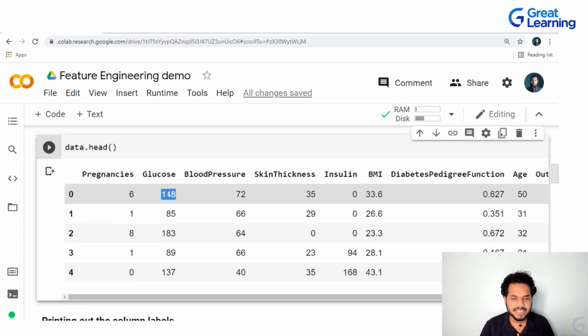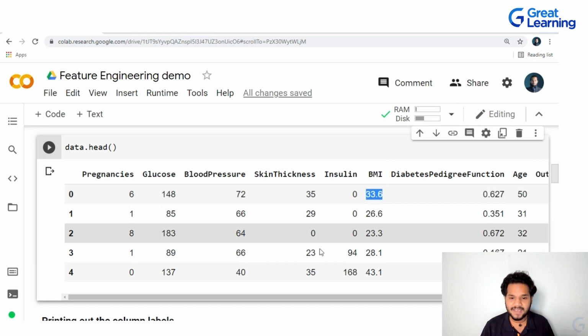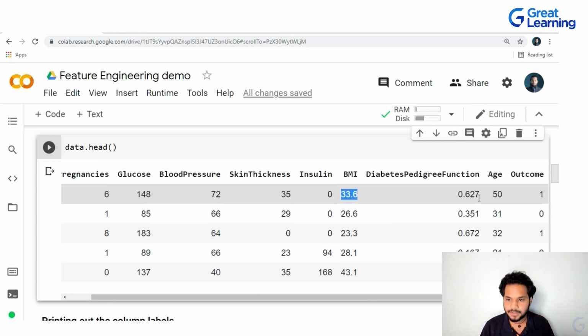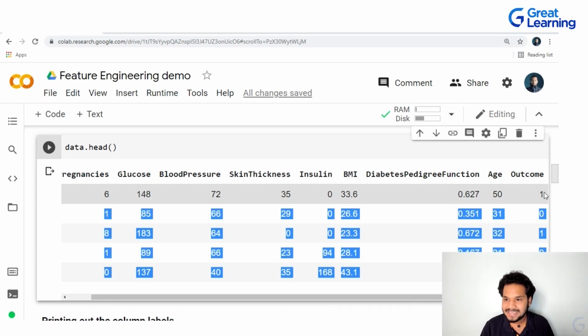Now this person has a very high glucose rate, blood pressure is also very high, skin thickness is high, BMI is very, very high. So this person is obese, right? Now when that is the case, I can make a guess looking at this, saying if this is the trend, this person may be diabetic. Let me scroll to the right. There's a very good chance this person is diabetic, right?